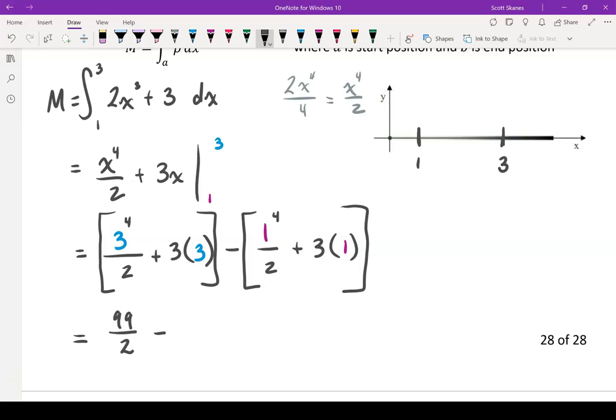Oops. Let me just take a second here. I'm doing this on the fly. Plus 3. So minus 7 over 2. So by my calculations, I've got 92/2, which is 46. And the units would be kilograms because it's mass.